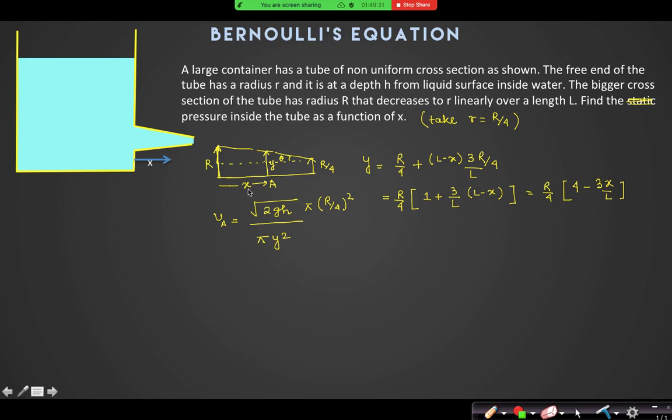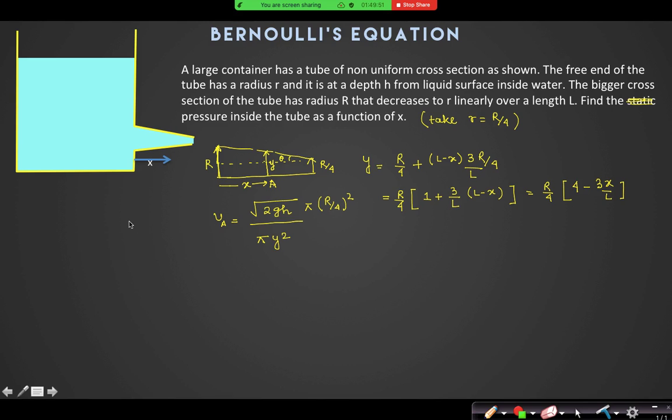Linearly it is varying, which means it is following an equation. I have got this equation. The tan theta is 3r by 4L, no? Yes, tan theta is 3r by 4L.